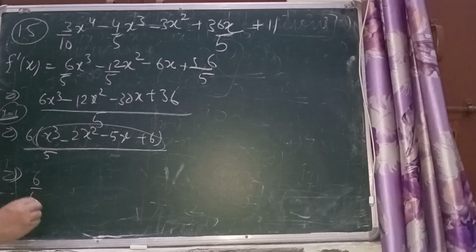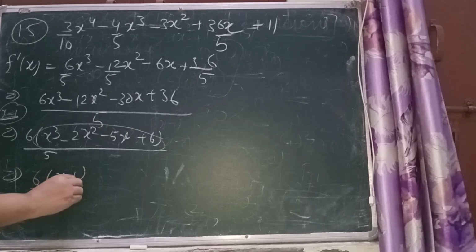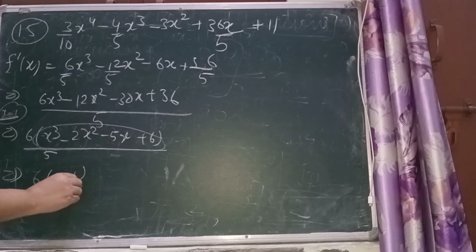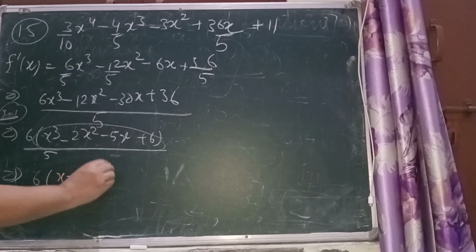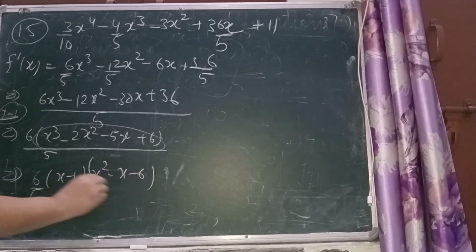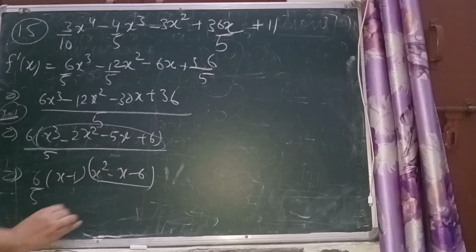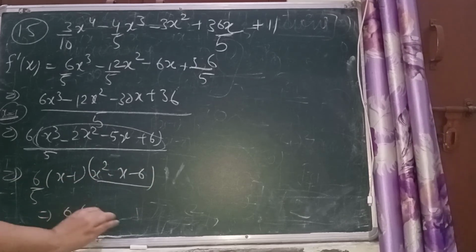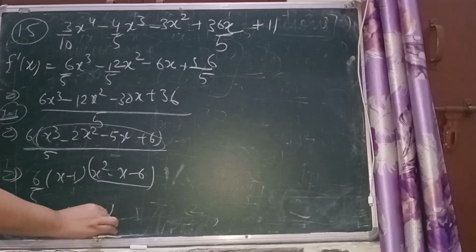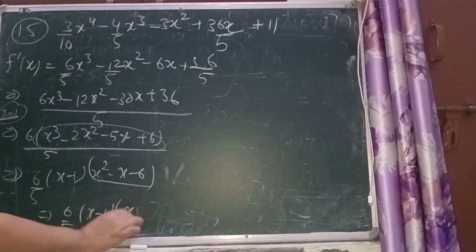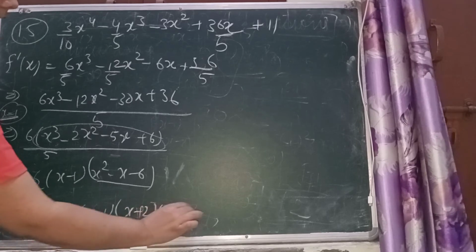So that will be 6/5 (x - 1), and the quadratic will be x^2 - x - 6. We can also split it. So that will be 6/5 (x - 1), and when we split it, it will be (x + 2)(x - 3).